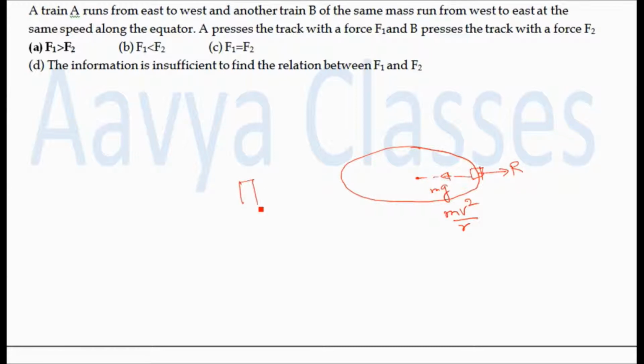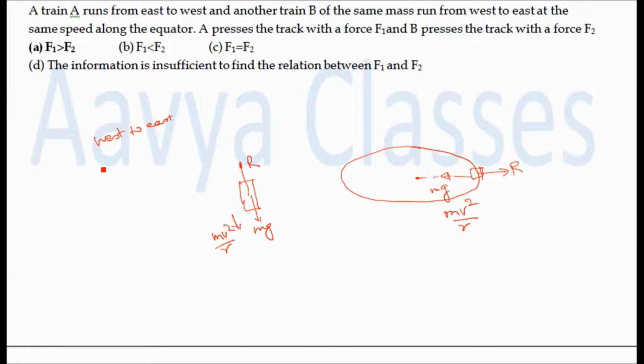If I draw the figure here, then this is our train which is moving on the level road, and as it is moving, mg will act towards the earth, mv square by r is also towards the earth, and this reaction force R will be in the upward direction, opposite to mg. Now based on this concept, we also know that the earth rotates on its axis from west to east.